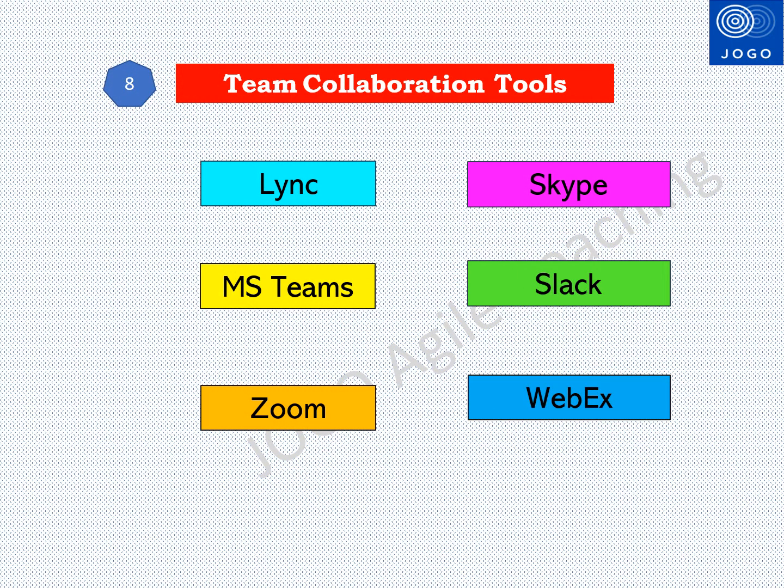Team collaboration is a very important thing for co-located and remote Agile teams. Good collaboration is a critical need to deliver the product on time. Many tools are available in the market to enable collaboration within the Agile teams. A few popular tools used by the Agile teams are Lync, Skype, Microsoft Teams, Slack, Zoom, and WebEx.